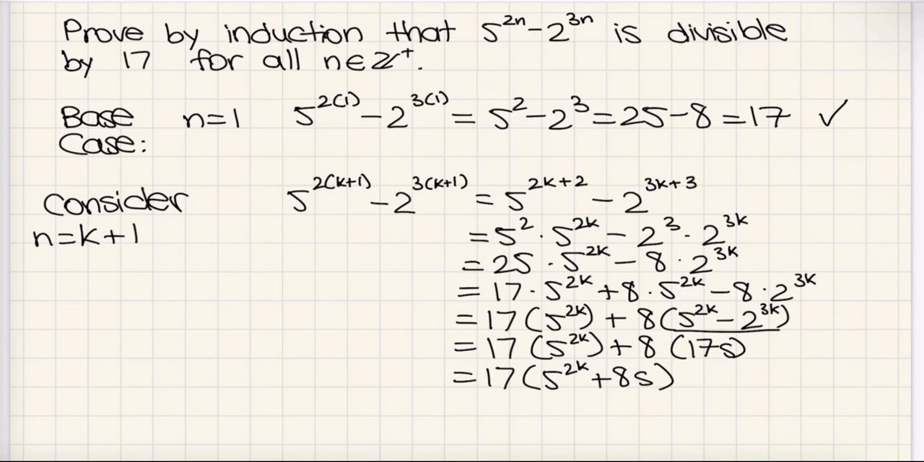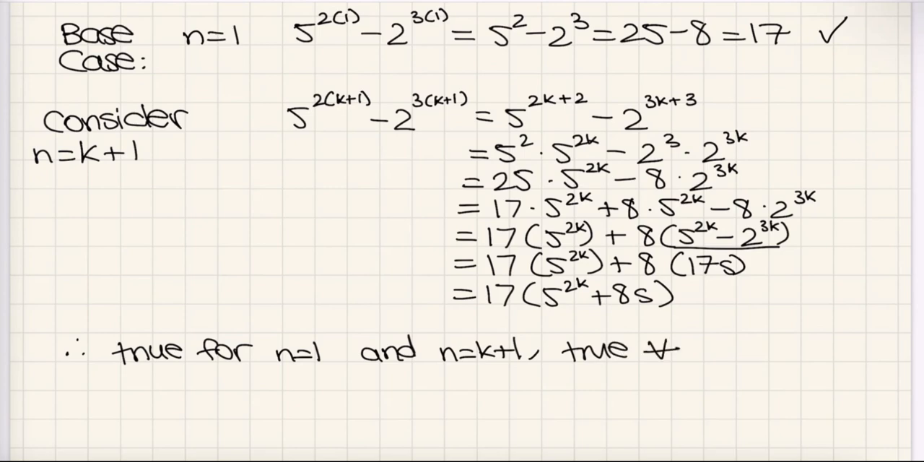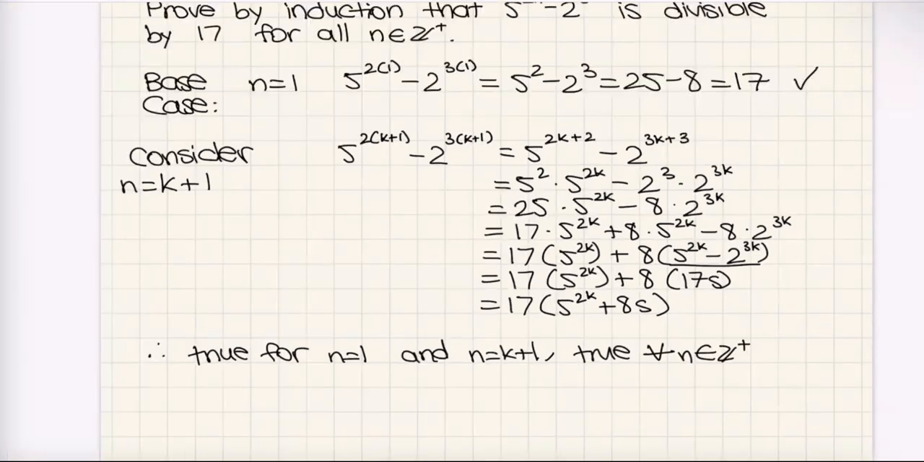So therefore, because this is true, it is true for n equals 1 and n equals k plus 1. It is true for all positive integers. And there we have it.